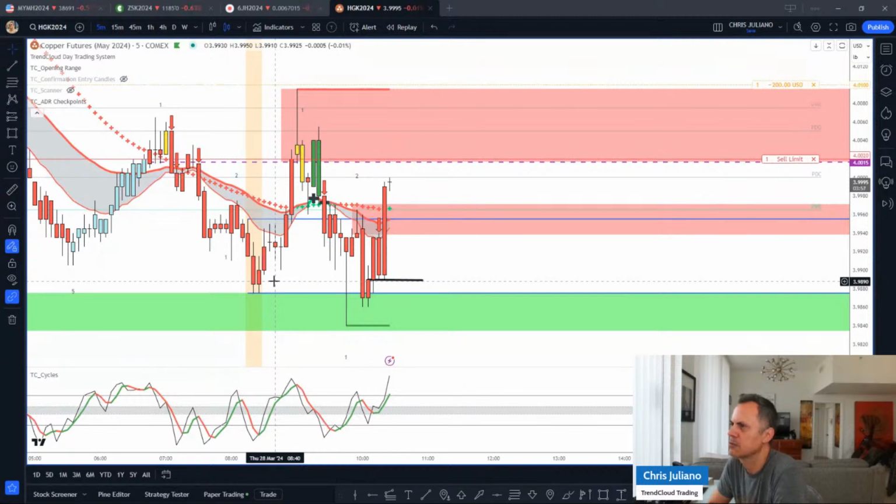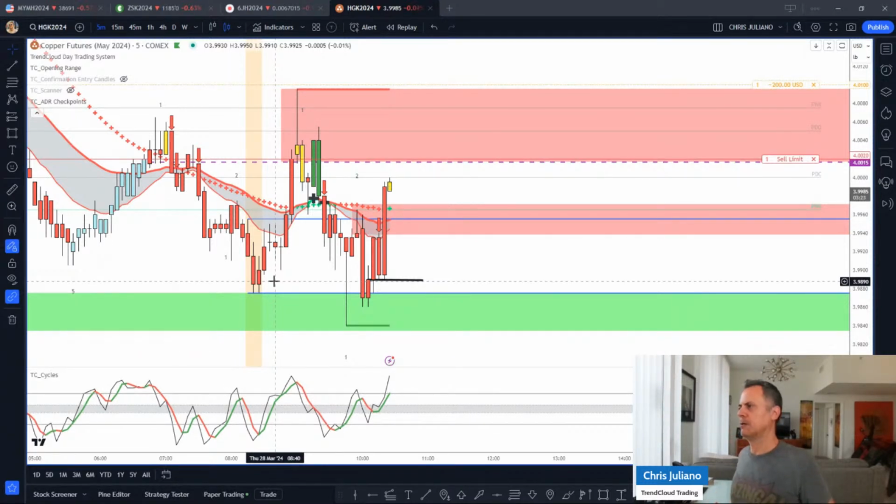Hitting that previous day's close. Trying to choose a direction. And things are kind of slowing down now.